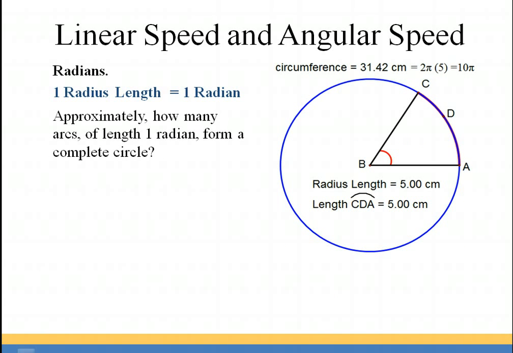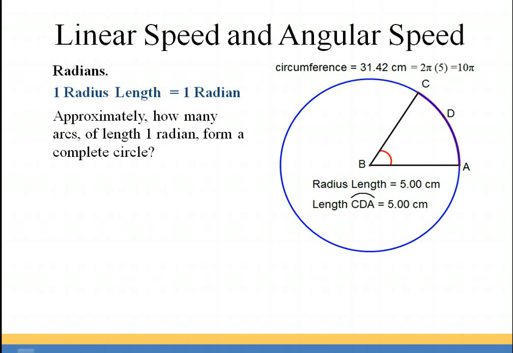Let's talk about radians for a minute. 1 radian is the same as 1 radius length. So what we've done is drawn a circle where the arc length from A to C is the same as the length from A to B on the segment, or the radius. How many of these radius lengths will we have to go around the circle once?